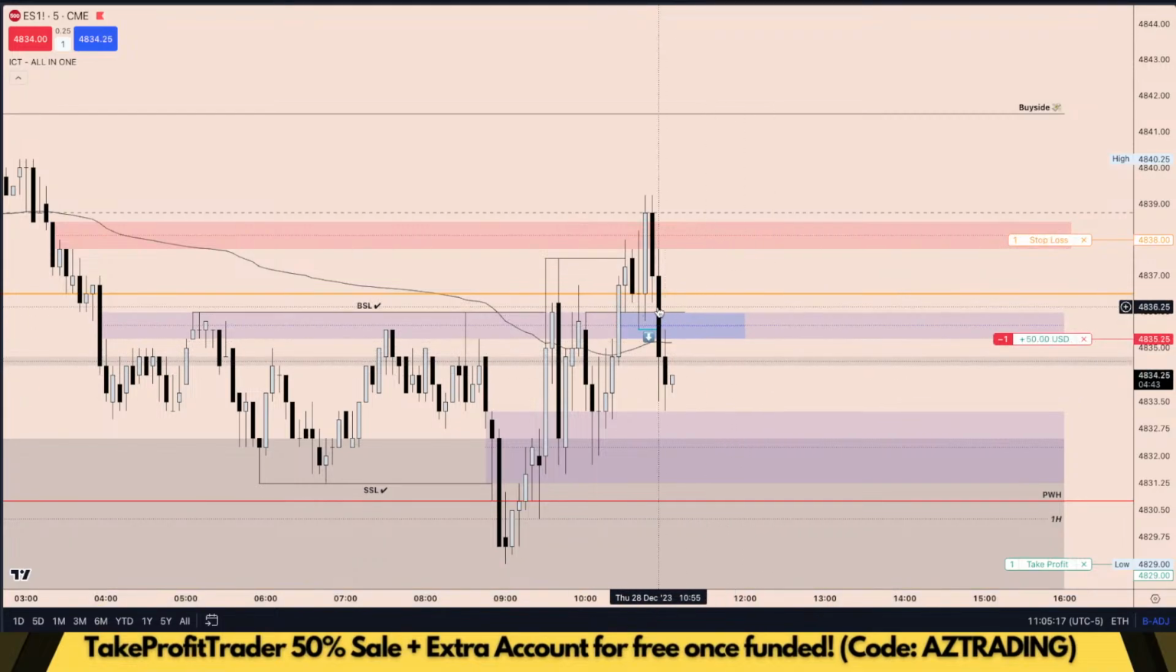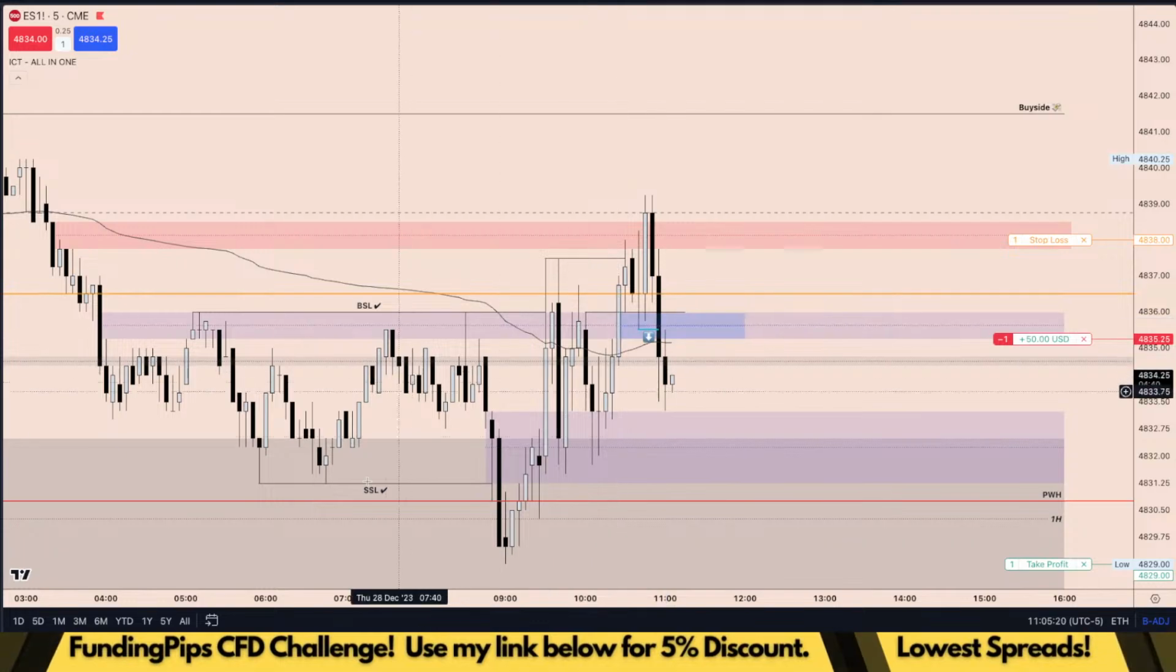Now we have a new bearish value gap here, paired with the inversion fair value gap on both the 5 and 15 minute time frame.